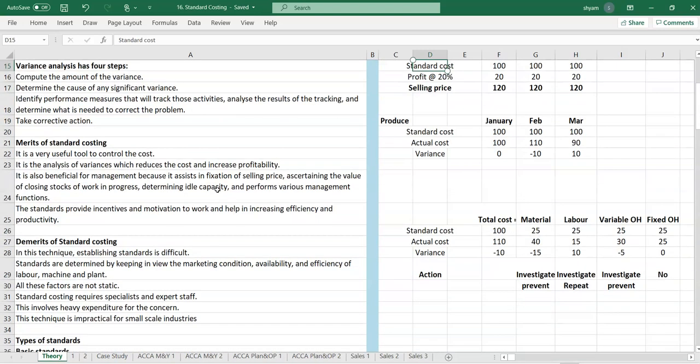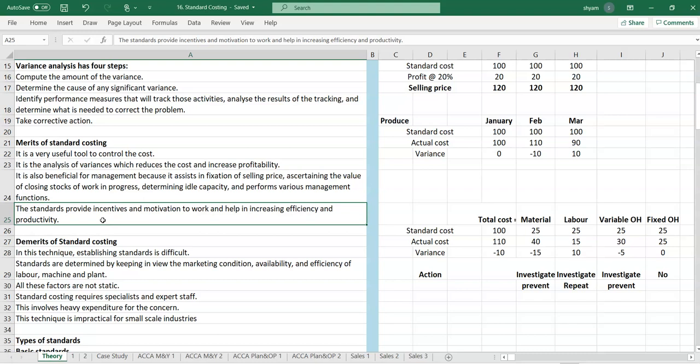Okay, so standard costing helps in the fixation of selling price, ascertaining the value of closing stock, of work in progress. See, you can find out what is the worth of closing stock based not on the actual but on the standard cost. You can determine idle capacity. So idle capacity can be easily found here. If laborers are not used properly, it will lead to idle capacity. So here if you see, it is fully used, okay, and they are also giving some good variance.